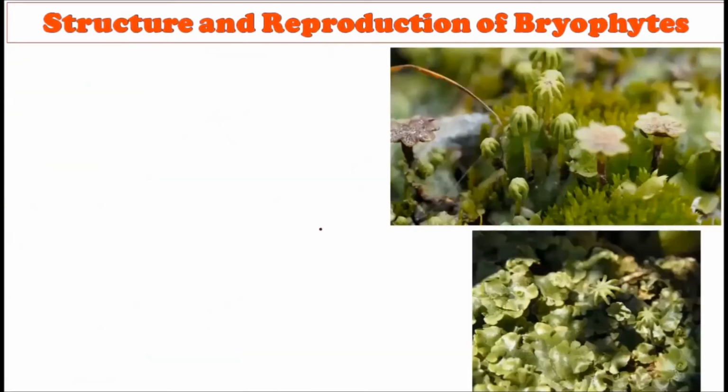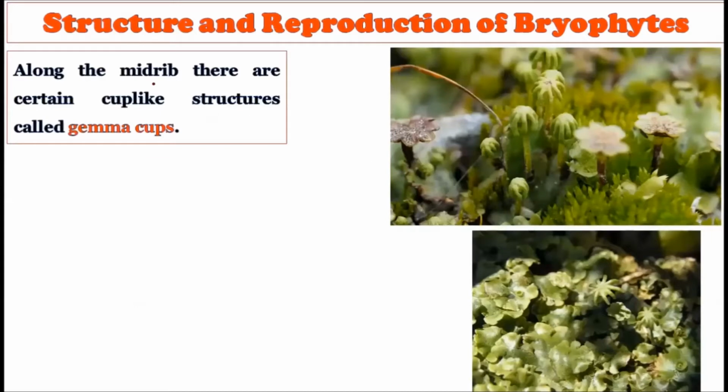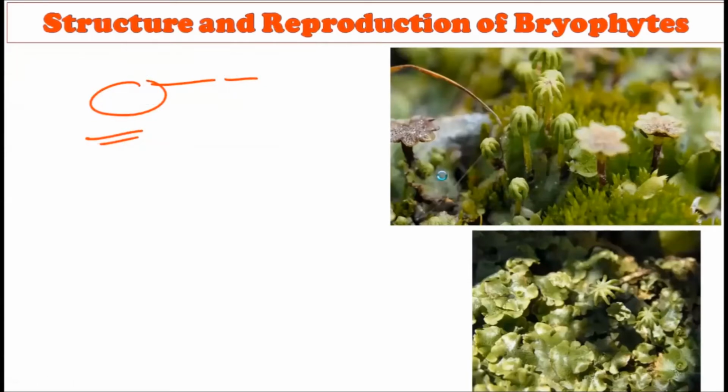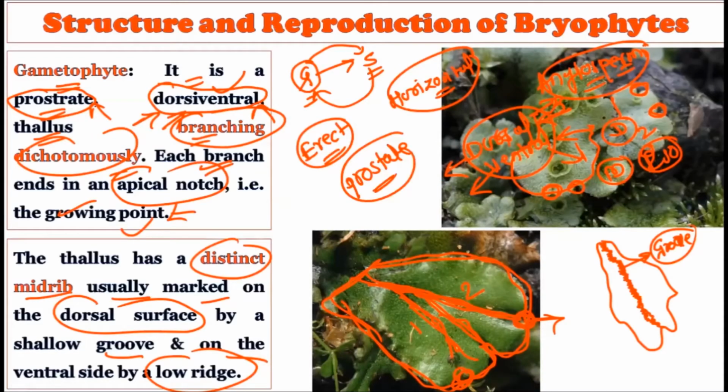Now consider some more points, that is, along the midrib. Along the midrib there are certain cup-like structures which are called gemma cups. Now, whenever you consider the midrib, consider this. Observe this particular picture. Along the midrib, you will find the formation of gemma cups here. See, gemma cups are always born along the midrib.